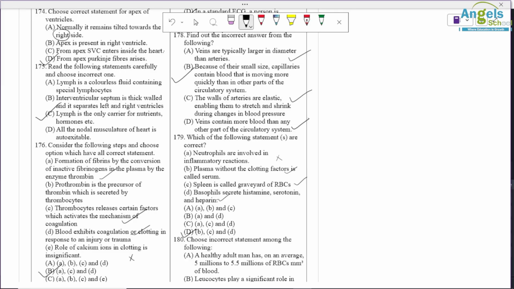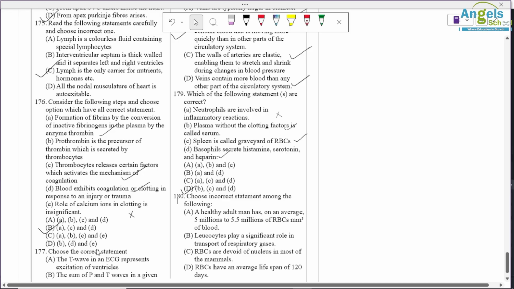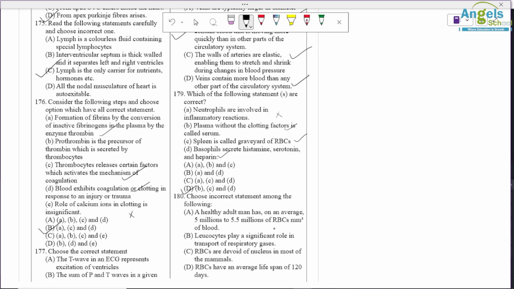Option D is correct. Choose the incorrect statement. A healthy adult has average 5 to 5.5 million RBC per mm cube of blood. Correct option. Leukocytes play a significant role in transport of respiratory gases. So here it is an incorrect statement and the correct answer. RBC are devoid of nucleus in most of the mammals, so it's correct. And lifespan is 120 days, so again correct.